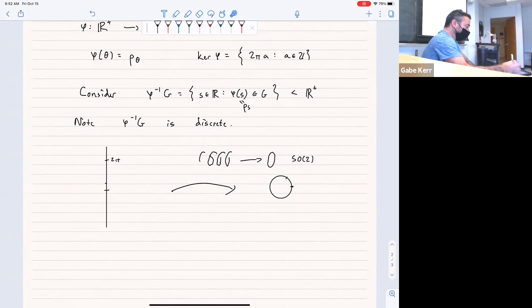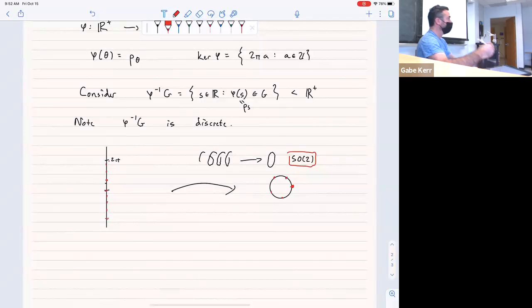So if I have a discrete subgroup, which I'm saying I do, inside of O2, but I'm looking at the part that's in SO2. I have some discrete subgroup, and I look at the inverse image. Well, it's going to take that discrete subgroup, and then it's just going to repeat it. It's going to take that block, and it's going to repeat it over and over again. That's the inverse image.